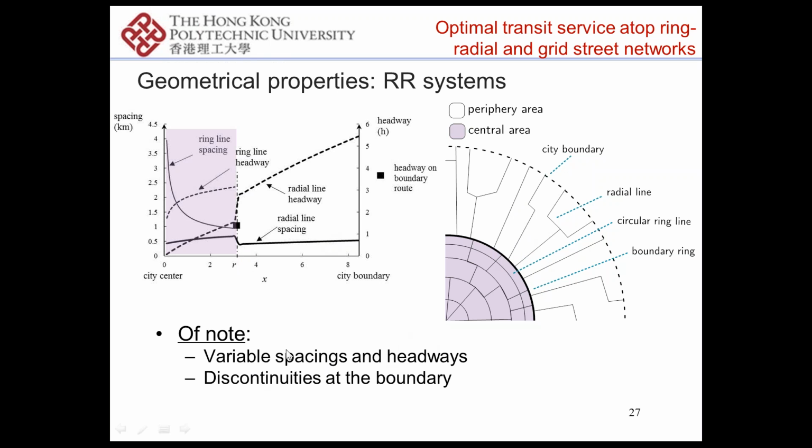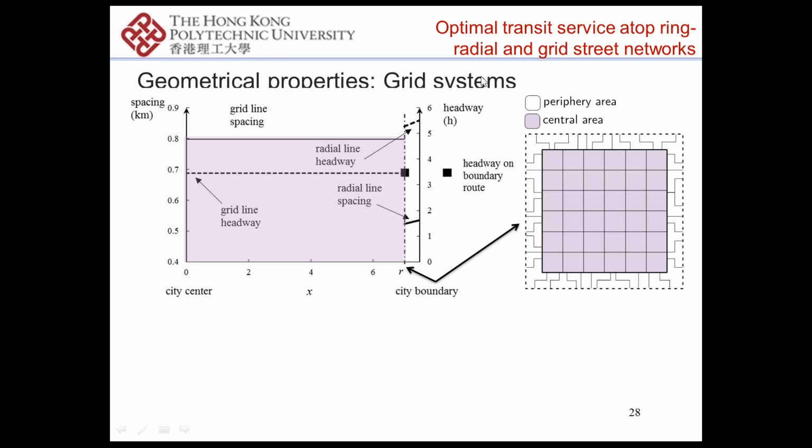So two important findings will be variable spacings and headways and discontinuity at the boundary. And then we look at the optimal designs of the grid system. So here we improved the Gonzo's model in 2010 by allowing the line spacings of the radial lines in the periphery to vary by location. However, in the central area, we see that all the radial line spacings and the ring line spacings are constant, and also all the line headways are constant in the central area.